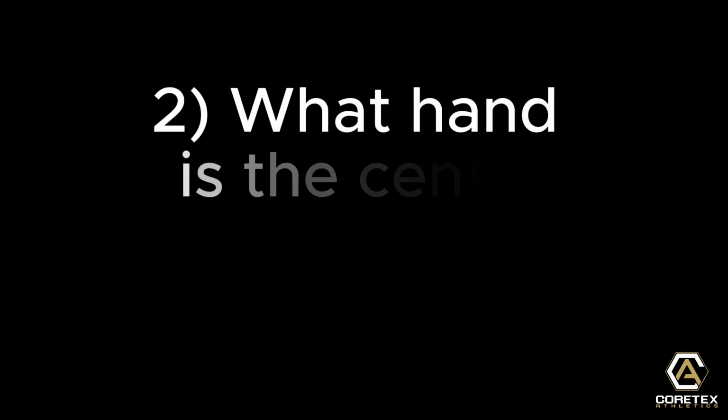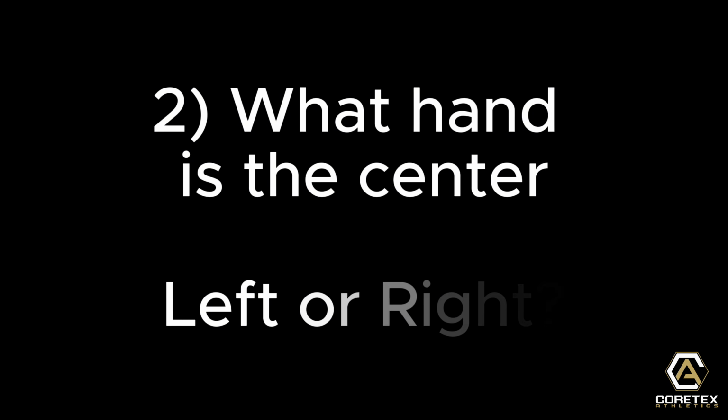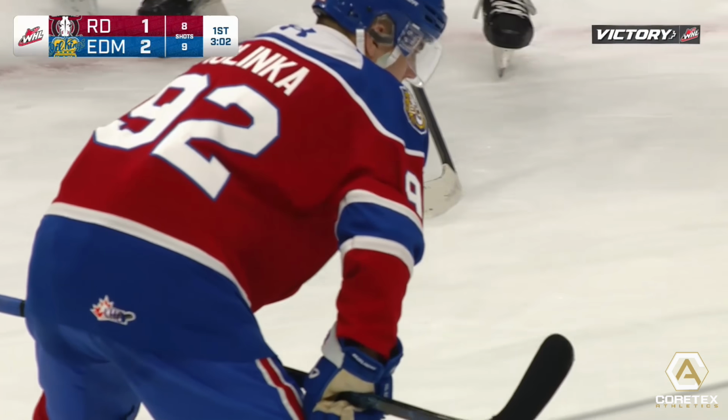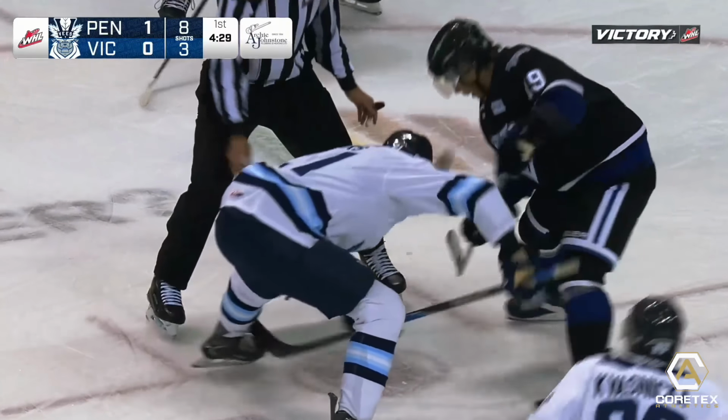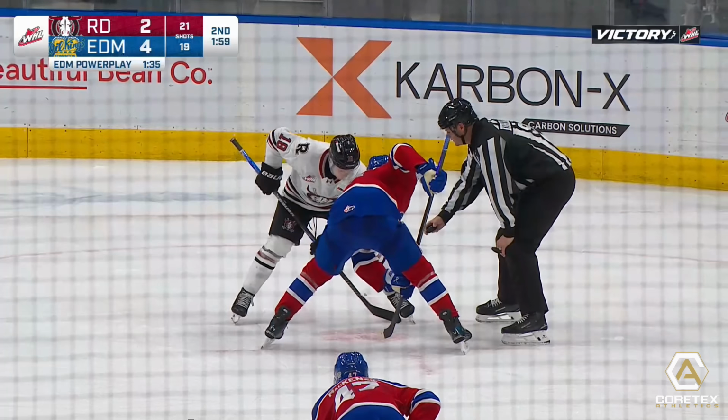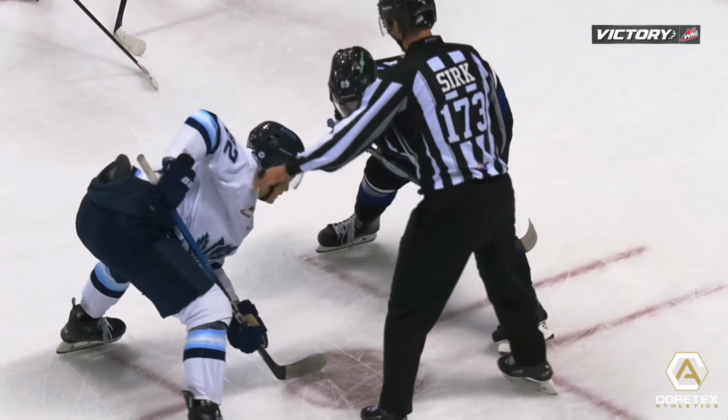Item 2. What's the handedness of the opposing center, left or right? And how is their bottom hand positioned on their stick? This gives you a pretty accurate indication of their intentions off the draw, whether they want to win it back, win it to their left, win it to their right, tie up your center or push the puck forward, etc.